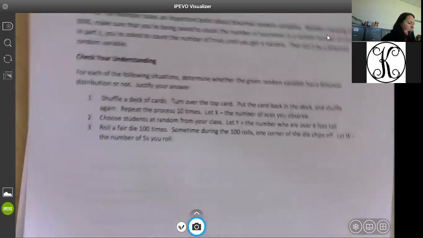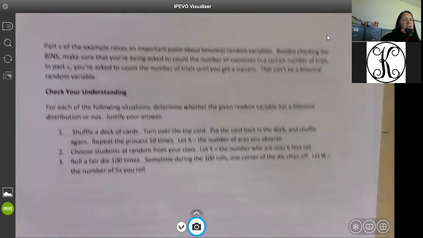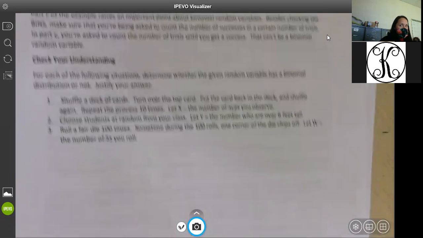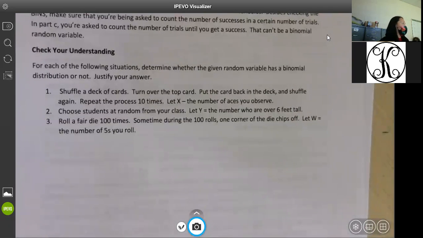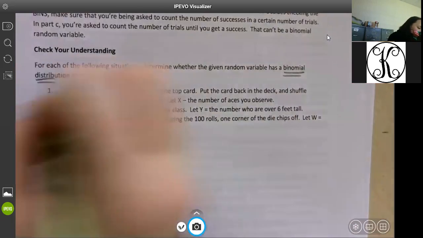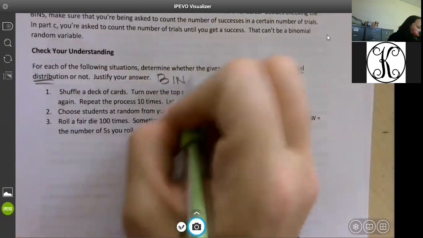All right. Part C of the example raises an important point about binomial random variables. Besides checking the BINS, make sure that you're being asked to count the number of successes in a certain number of trials. In part C, you're asked to count the number of trials until you get a success. This can't be a binomial random variable. So now we're going to go through these again, and we're going to determine whether it's a binomial distribution. So again, if they ask you about a binomial distribution, that's your BINS.